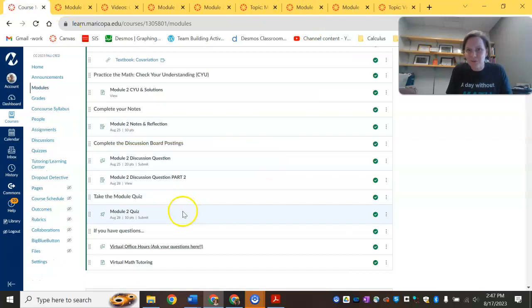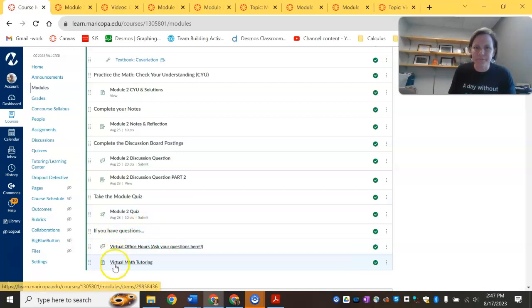Now, we're at the end of the module. Congratulations, you're done with module 2. Oh, but I got these 2 weird things at the bottom. These are built-in checks every unit. The very bottom one is a link to the virtual math tutoring that's available here at Chandler Gilbert. You can take advantage of it and have a one-on-one session with a math tutor if you want to meet with someone other than me.